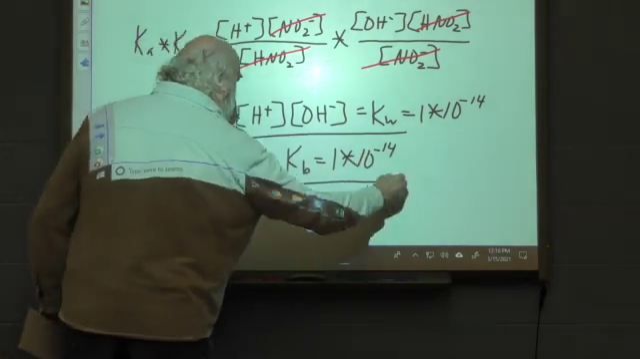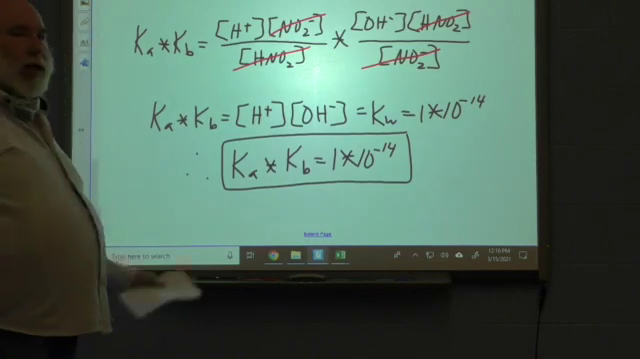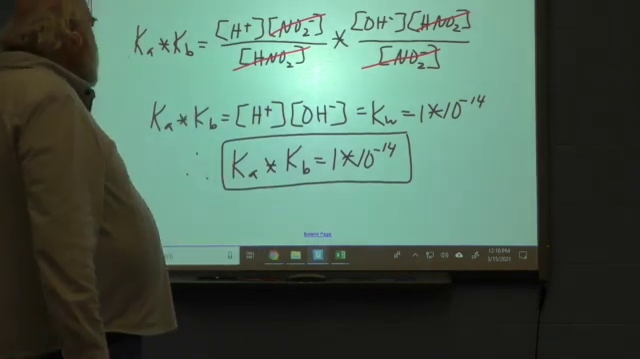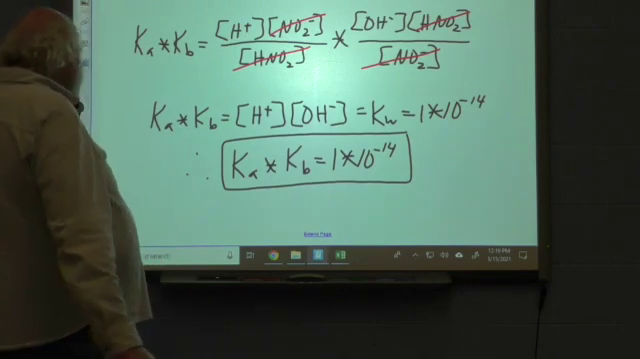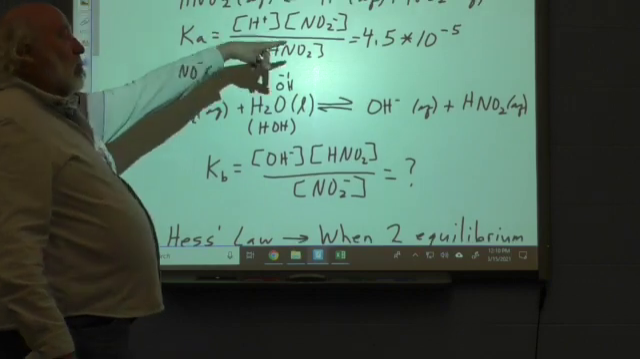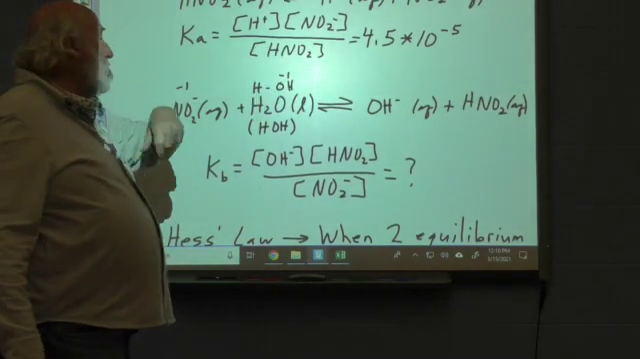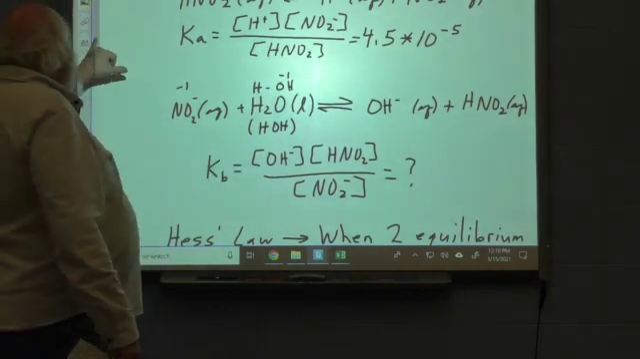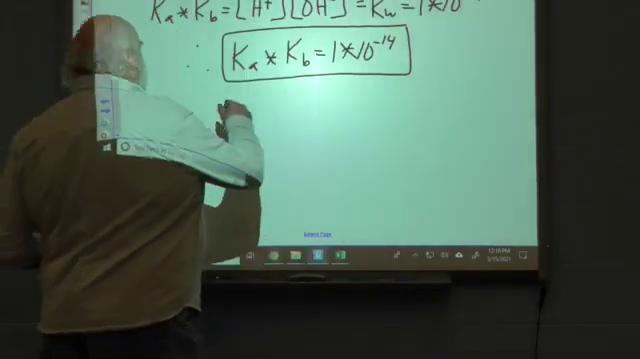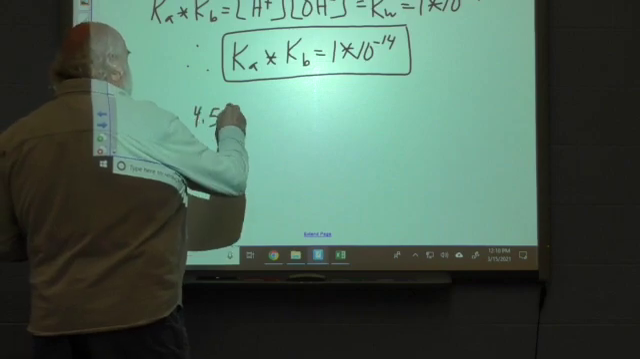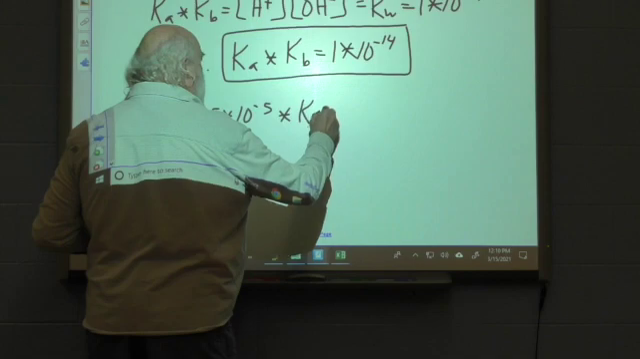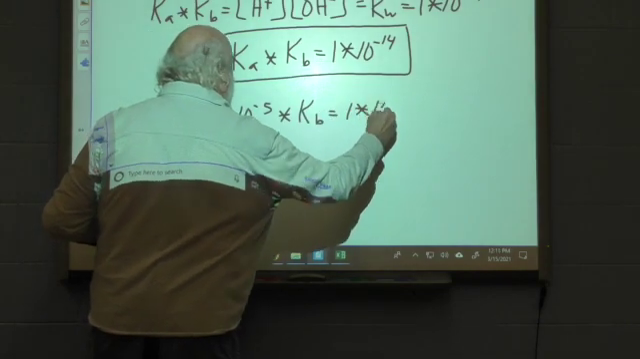And when we get into problems that are dealing with conjugates, that is going to be an extremely important equation to know. So in this particular case, we knew that the Ka is 4.5 times 10 to the negative 5, but we didn't know the Kb. So let's do a little algebra. Plug in 4.5 times 10 to the negative 5th times Kb equals 1 times 10 to the negative 14.